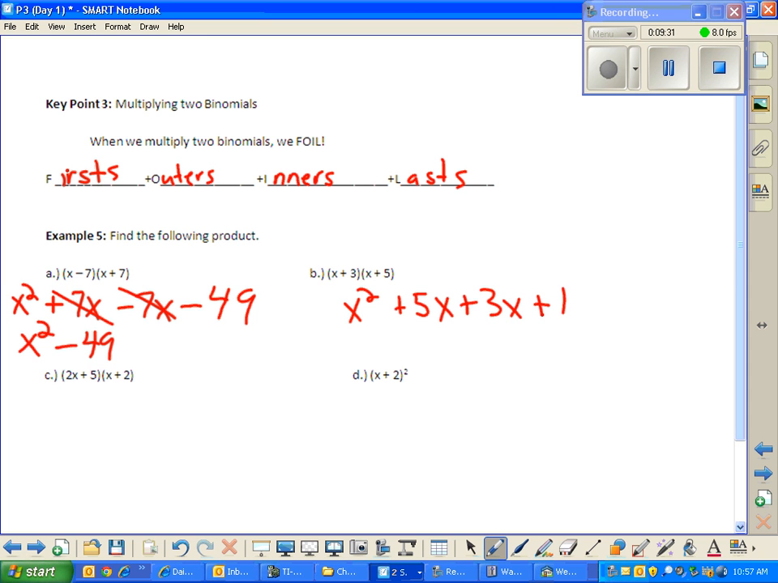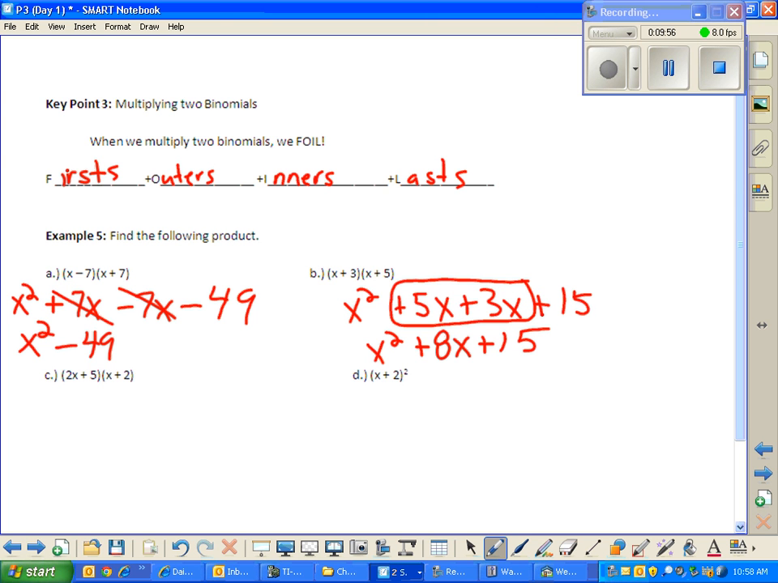Your last is 15. And then, again, on the pretest, I saw a couple people leaving it like that, but you've got to combine your O and I, your outers and your inners. Those usually, not always, but usually end up being like terms. So this is going to be x squared plus 8x plus 15. The final answer there.